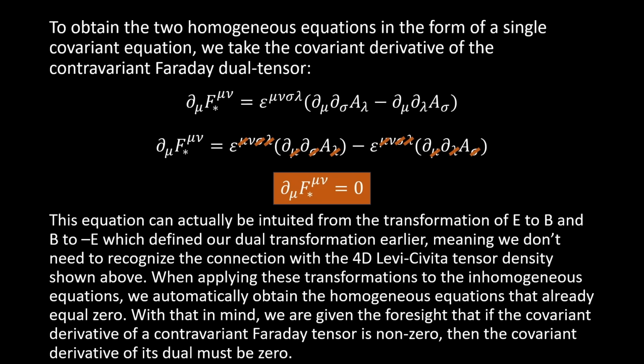And this can actually be intuited from the transformation of E to B and B to negative E, which defined our dual transformation earlier, meaning we don't even need to recognize the connection with the tensor density that I described above. When applying these transformations to the inhomogeneous equations, we obtain the homogeneous equations that already equal 0. With that in mind, we are immediately endowed with the foresight that if the covariant derivative of a contravariant Faraday tensor is non-zero, then the covariant derivative of its dual must be 0.